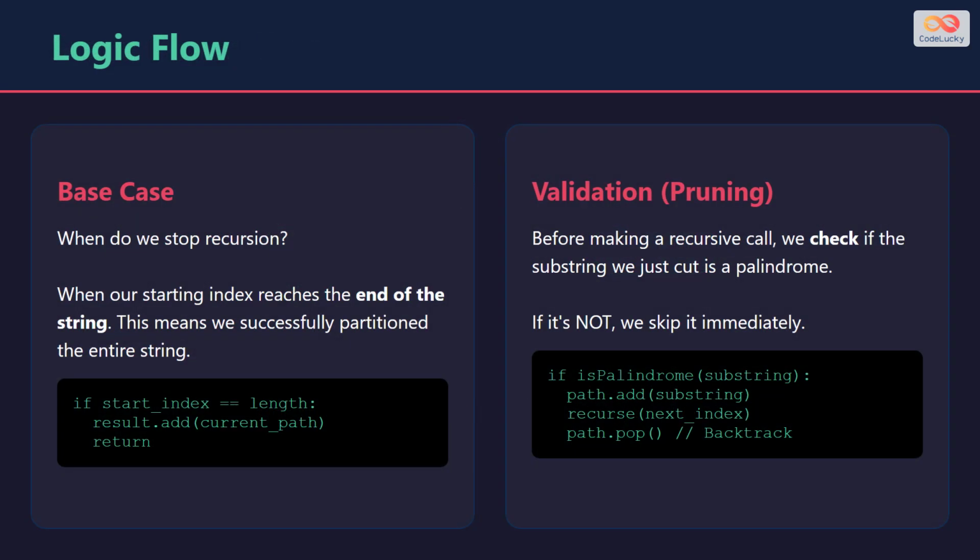There are two critical components to our code logic: the base case and the pruning step. The base case is simple. If our starting index equals the length of the string, it means we have successfully partitioned the entire string, so we add the current list of partitions to our results. The pruning step happens before we recurse. We check if the current substring is a palindrome. If it is not, we stop immediately and do not explore that branch further, saving massive amounts of computation.